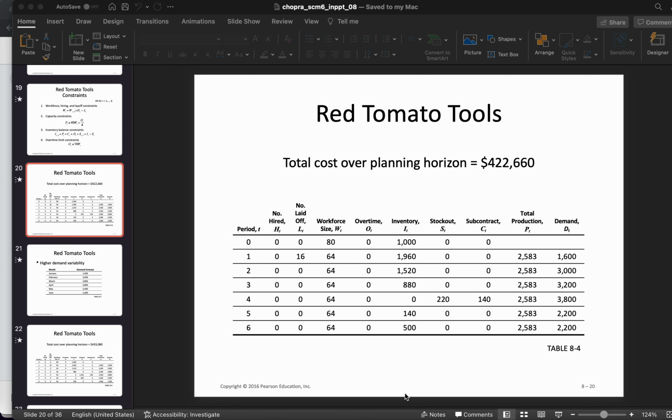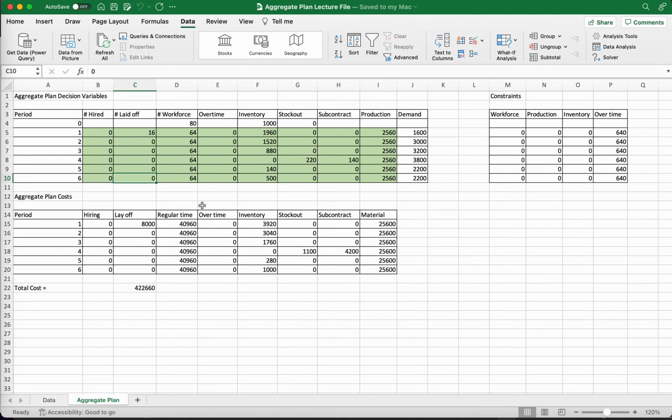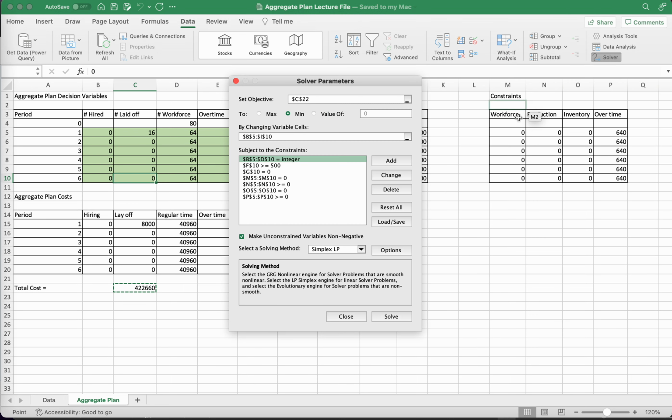Welcome to this video in which we continue with aggregate planning. In last week's video, I went over using Excel to do an aggregate plan. I didn't finish it towards the end, so let me briefly go over it again. One of the things that I forgot to do in last week's plan, so let me go back in here. A couple of changes.